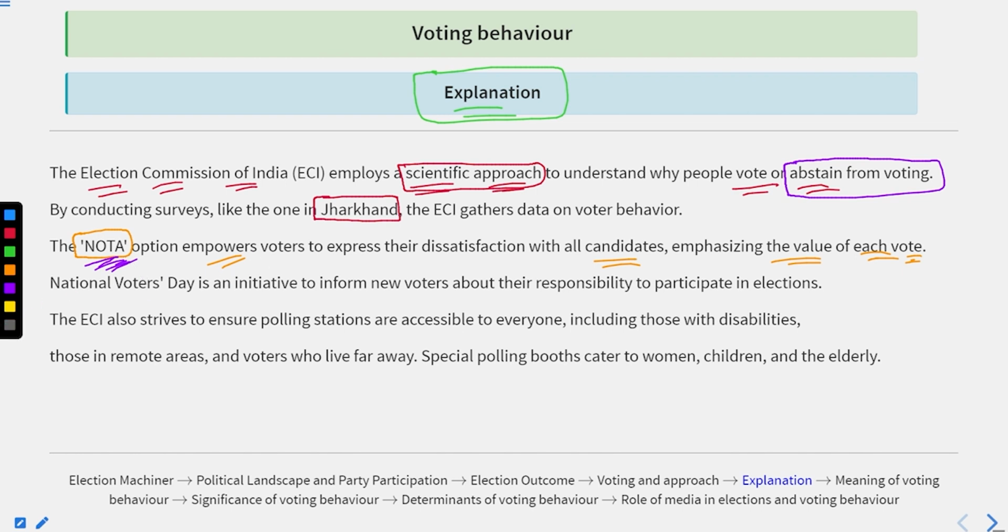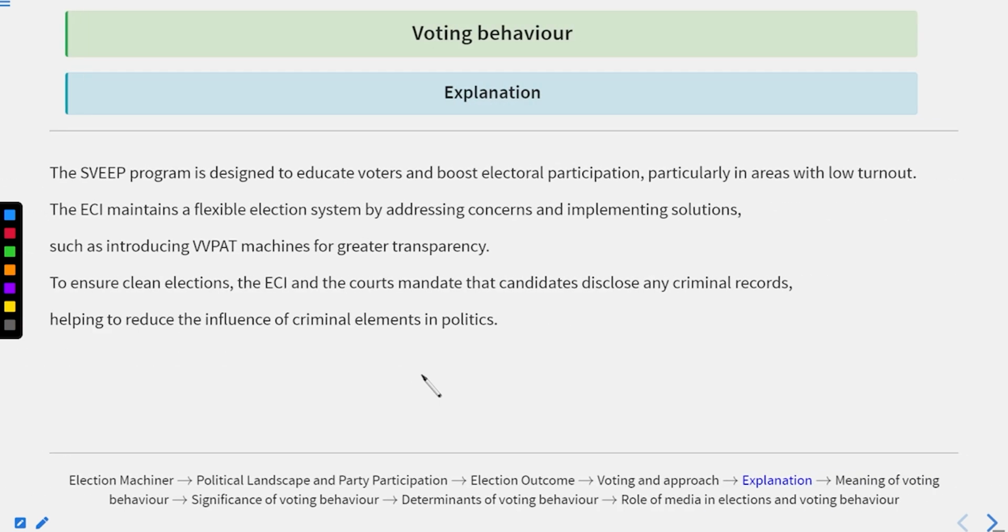Thereafter, we discussed that National Voters Day, which we celebrate on 25th January every year, is an initiative to inform new voters about their responsibility to participate in elections. The Election Commission of India, ECI in short, also strives to ensure polling stations are accessible to everyone, so that people with disabilities, people living in remote areas, and voters living far away all get easy access to the polling station. Special polling booths catering to women, children, and the elderly were also established. These are known as model polling booths.